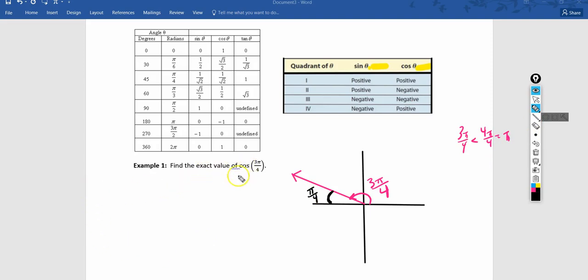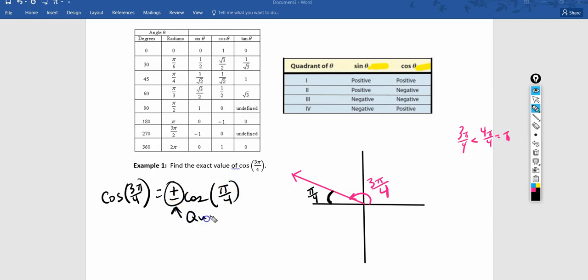Now, if I'm trying to find the cosine of 3 pi over 4, it will be equal to plus or minus the cosine of the reference angle. And now what goes here is determined by the quadrant. Now 3 pi over 4 is in quadrant 2, and in quadrant 2, cosine is negative. So the cosine of 3 pi over 4 is going to be equal to the negative, since it's in quadrant 2, of the cosine of pi over 4.